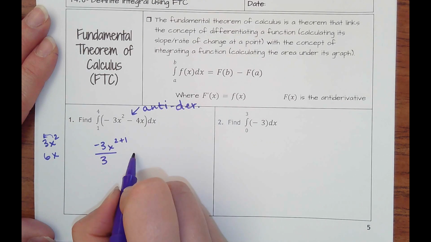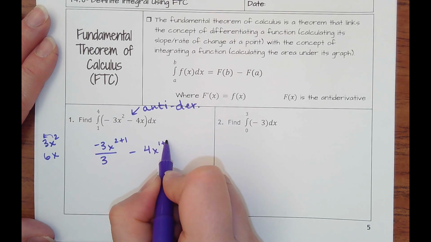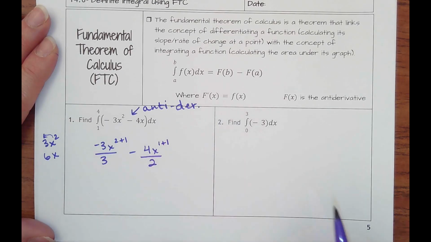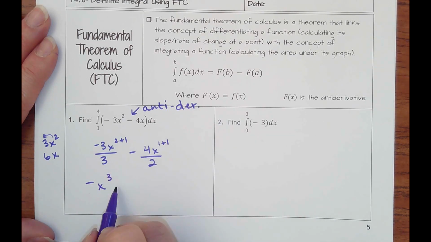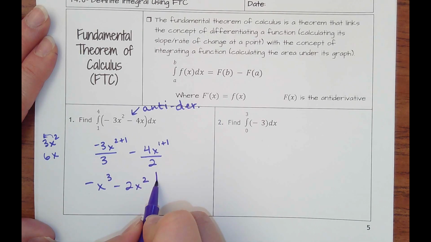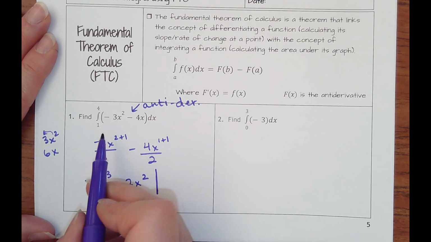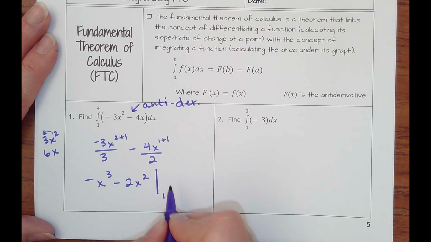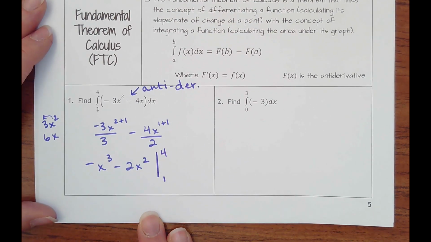And then the next one, I'm going to have minus 4x. Since that's to the first, I'm going to add a power and then divide by that power of 2. So that would get me negative x to the third minus 2x squared. Then you want to write a vertical line, make it look longer than just a 1, and then we're going to write our x values from 1 to 4. This is the notation they write once they take the antiderivative.